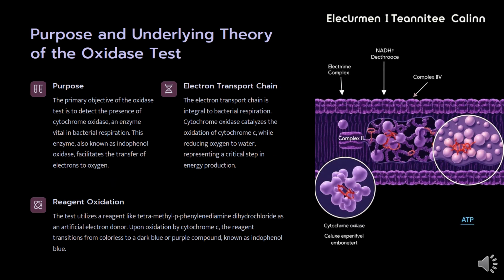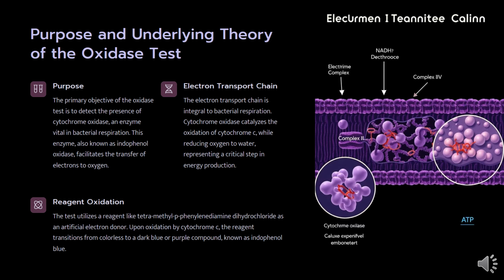Purpose. The primary objective of the oxidase test is detection of the presence of cytochrome oxidase, an enzyme vital for bacterial respiration. This enzyme, also known as indophenol oxidase, facilitates the transfer of electrons to oxygen. The electron transport chain is integral to bacterial respiration. Cytochrome oxidase catalyzes the oxidation of cytochrome C while reducing oxygen to water, representing a critical step in energy production.